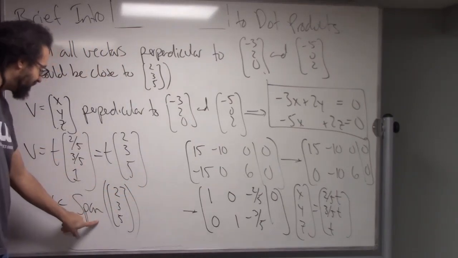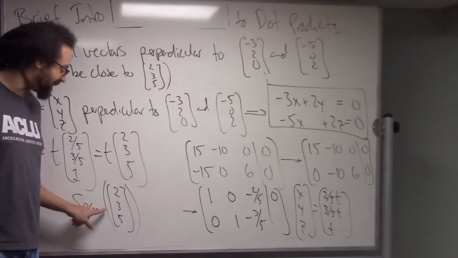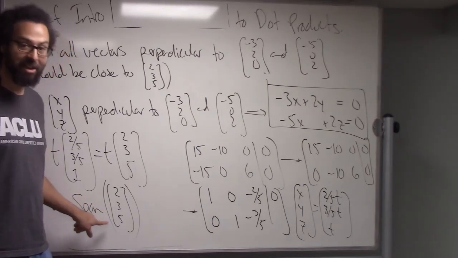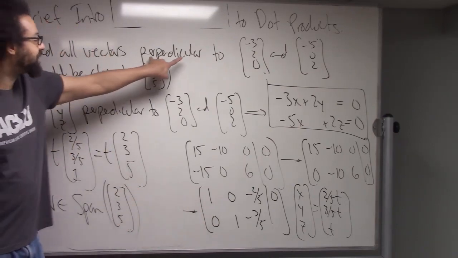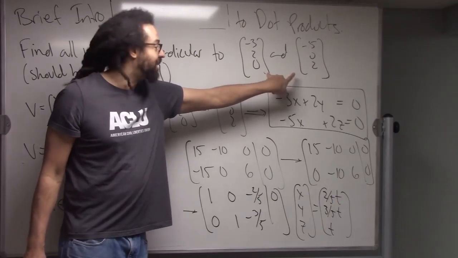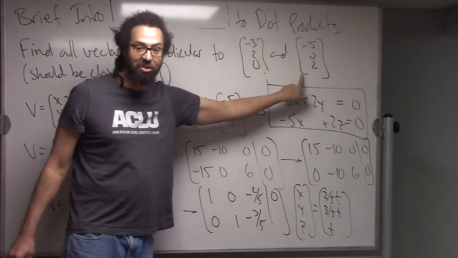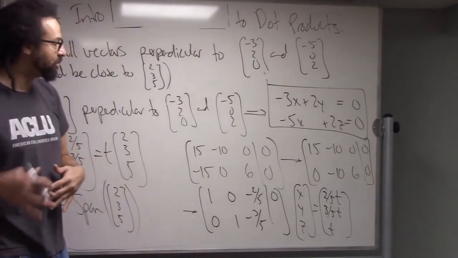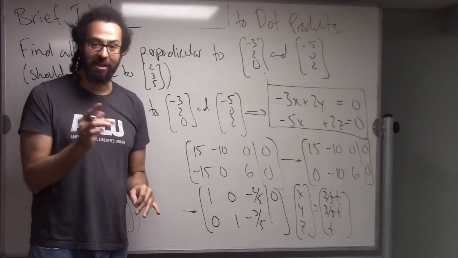And that's what this shows. This is the span of a single non-zero vector, and remember, the span of a single non-zero vector is just a line. So all of the vectors perpendicular to these two, that's a line, right? This is all of the vectors perpendicular to the plane spanned by these two things, so you just get a line. And reverse. The set of all vectors perpendicular to a single vector is a plane.